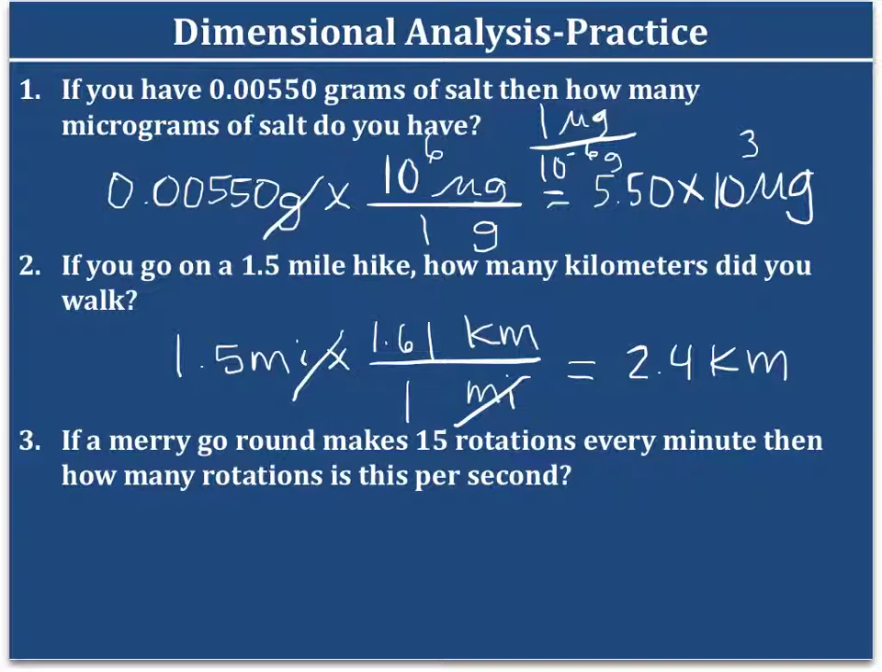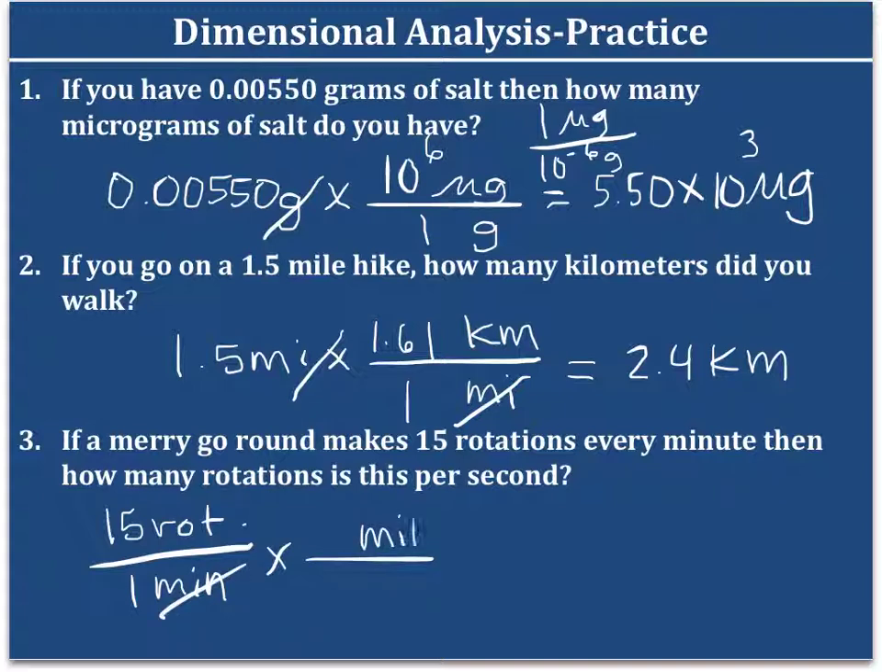Okay, last one. A merry-go-round makes 15 rotations every minute. How many rotations is this per second? Okay, so we want to keep the unit of rotations, but we want to get rid of the unit of minutes. So it's on the bottom here, so it's going to go on the top here. And we do know a conversion factor directly between minutes and seconds. There's 60 seconds in 1 minute. So our minutes cancel, and we end up with 15 divided by 60, which is 0.25 rotations per second.